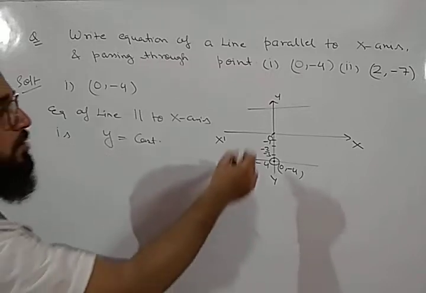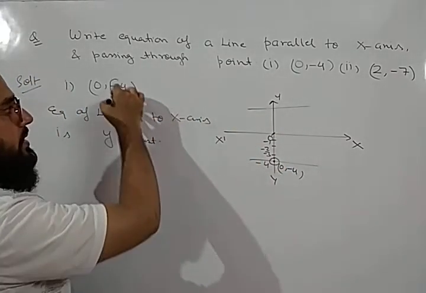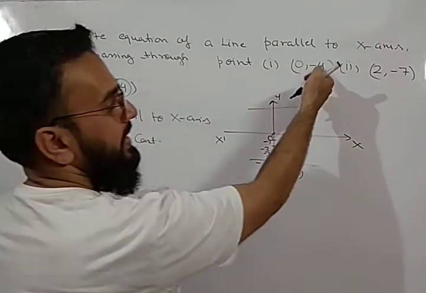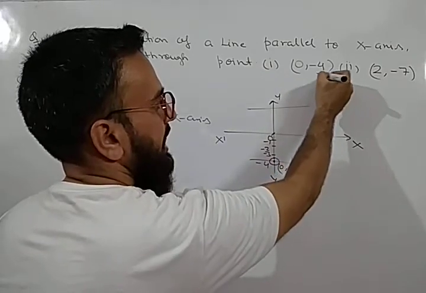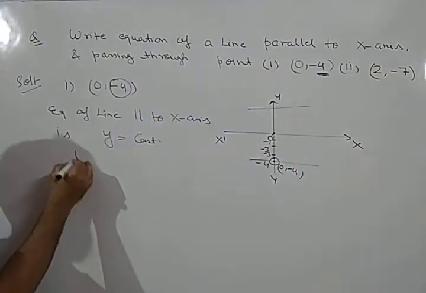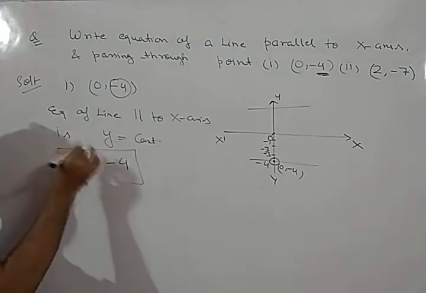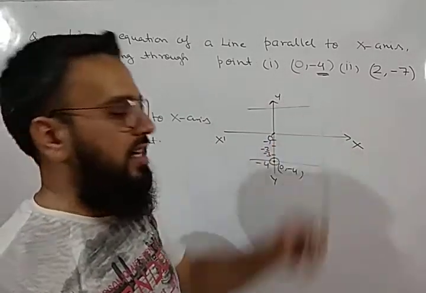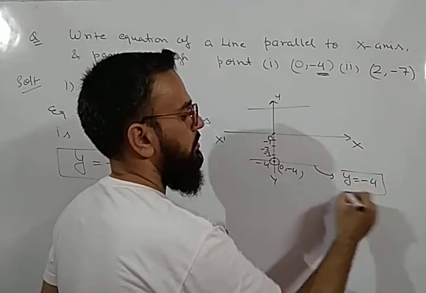And what is the value of this constant? The value of y, because y is equal to constant. So we will take the coordinate of that point which is given. The y coordinate of that point is -4. It means the equation will be y is equal to -4. So the equation of the line which is parallel to the x-axis and passing through (0, -4) will be y equals -4.